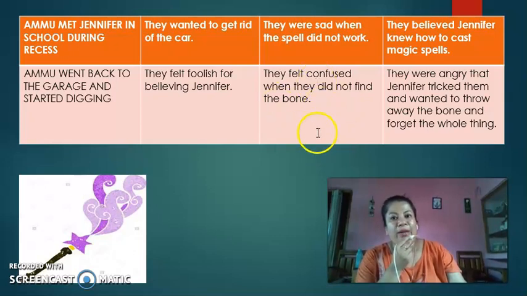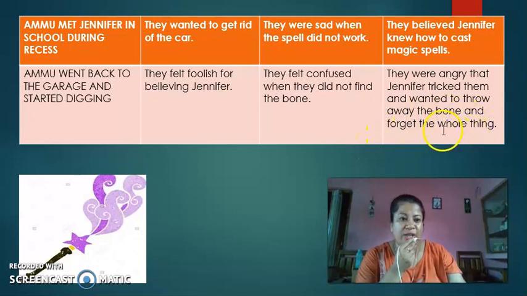Now why did they start digging? They were angry that Jennifer had tricked them, and they wanted to throw away the bone, and they wanted to forget the whole episode of asking Jennifer for her help. Clear? They just wanted to forget it. They felt embarrassed. They felt foolish that they had believed Jennifer and they had believed in magic.